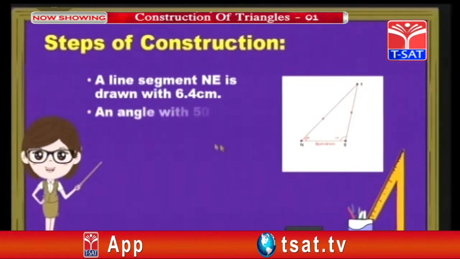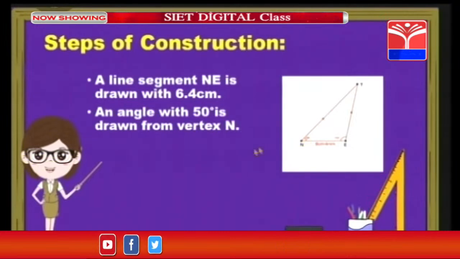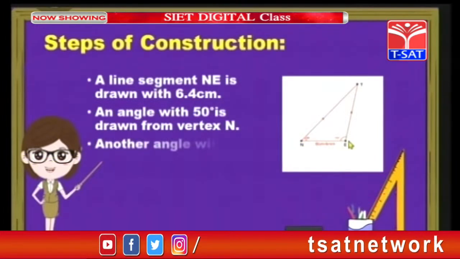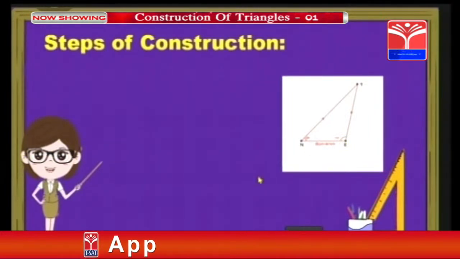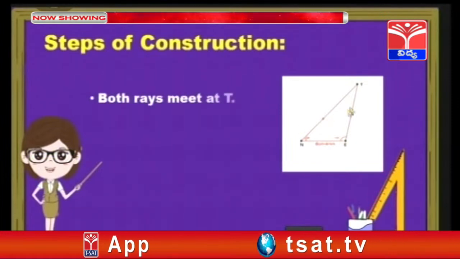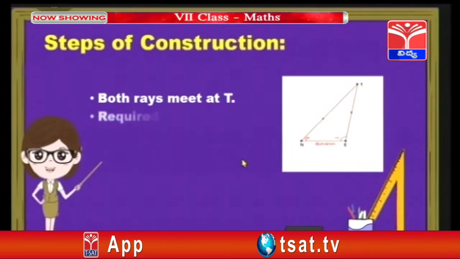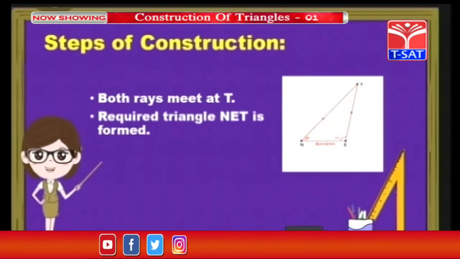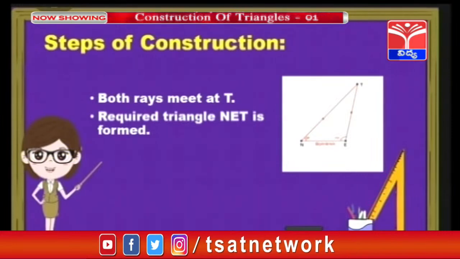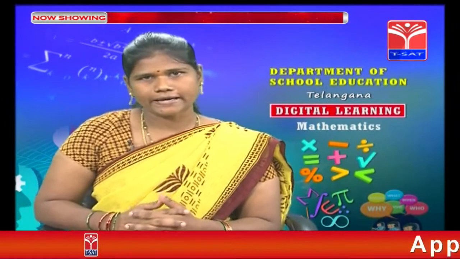And next, an angle with 50 degrees is drawn from vertex N. Next, an angle is drawn from vertex E with 100 degrees. Next, by extending those two rays, we got a vertex here T. That is where we got our required triangle NET. So this is how we construct triangle when two angles and side is given.